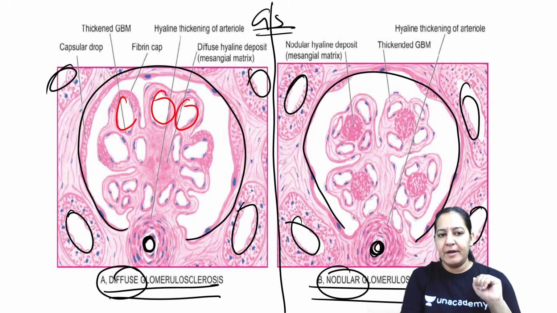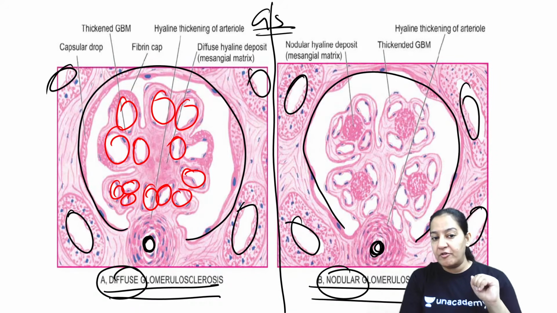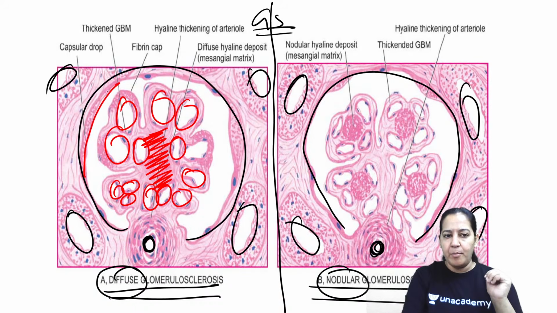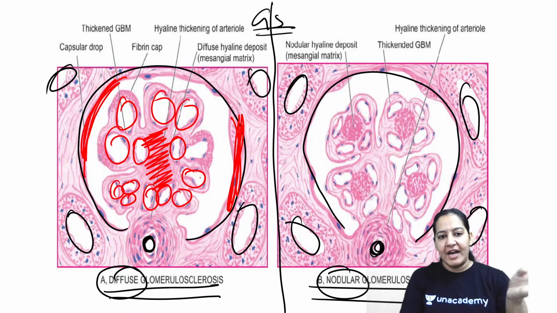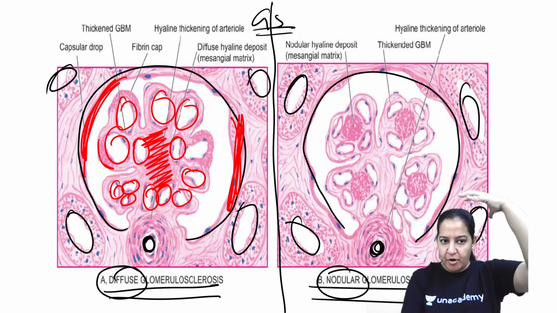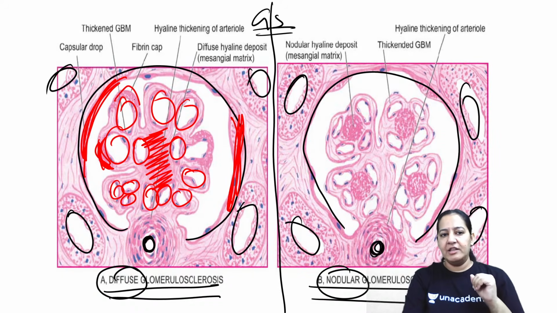In the basement membrane of the blood vessel, causing thickening of the basement membrane. You can all see the basement membrane is thickened because of the pink deposited material. Number 2, mesangium. You can see it is deposited in the mesangium. Number 3, it is deposited in Bowman's capsule, the parietal layer of the Bowman's capsule. Appreciate the pink deposits here. And number 4, in the wall of the capillary in the form of caps, the fibrin caps.